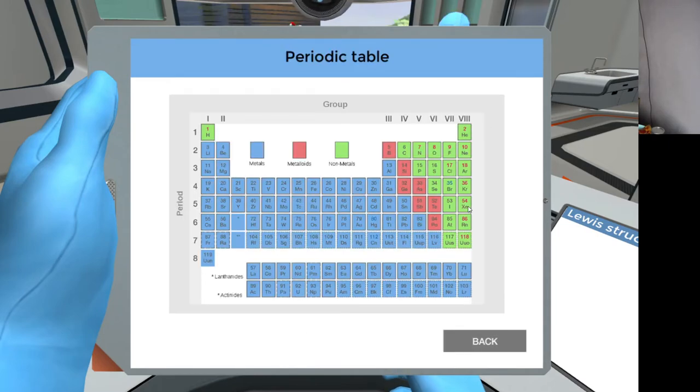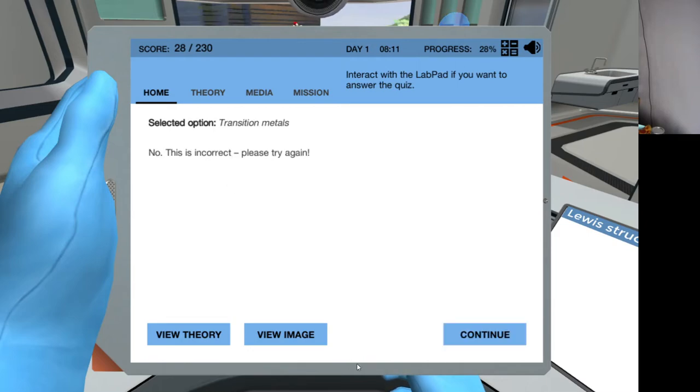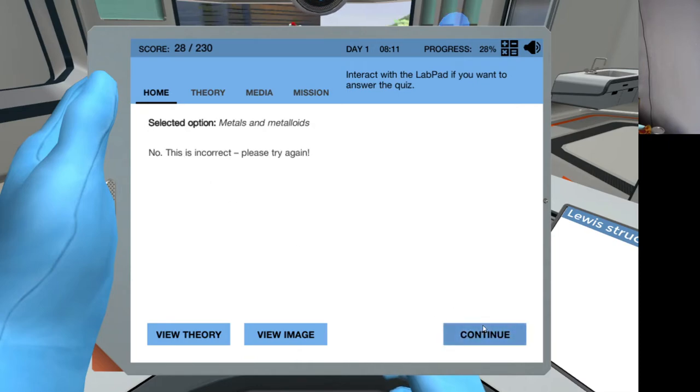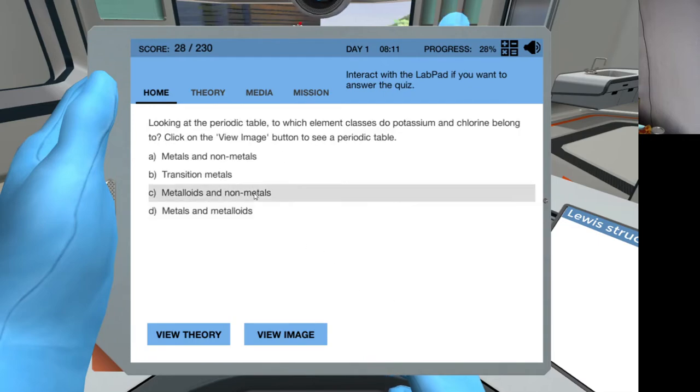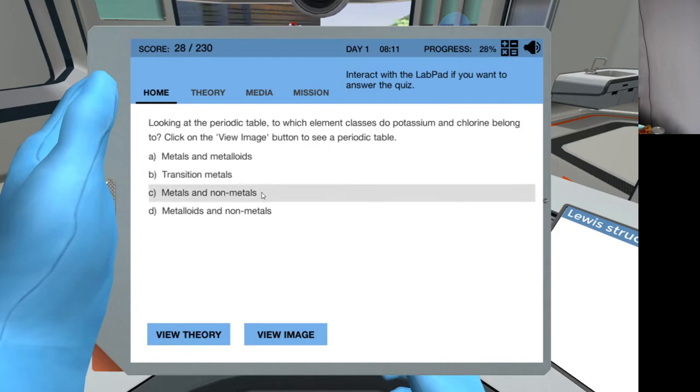See, that's chlorine. Potassium's over here somewhere. It's right over here, which I think this row counts as. What's it called again? Transition metals, I think. No, this is incorrect. Transition metals is the other one. No, this. Well done.